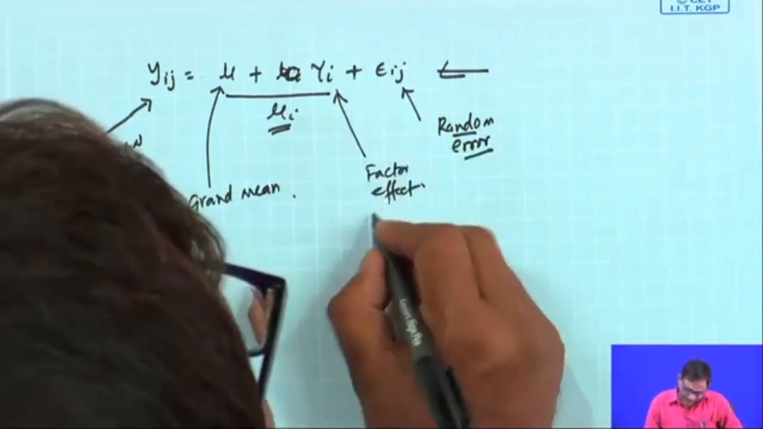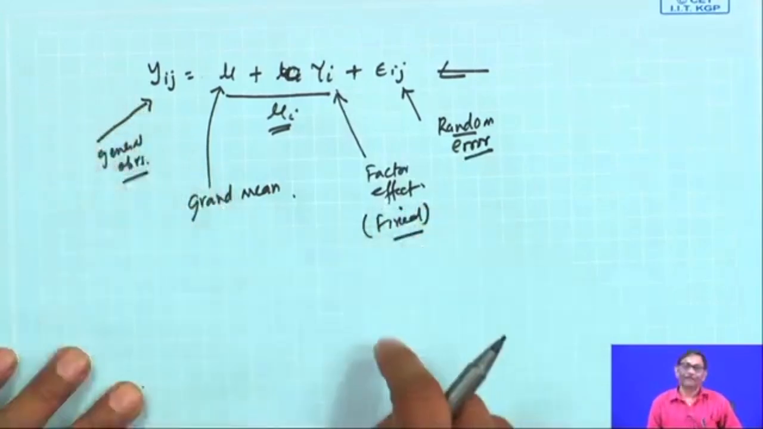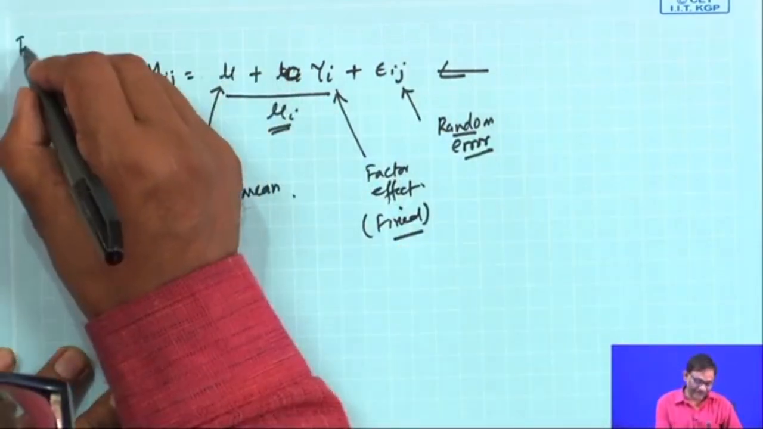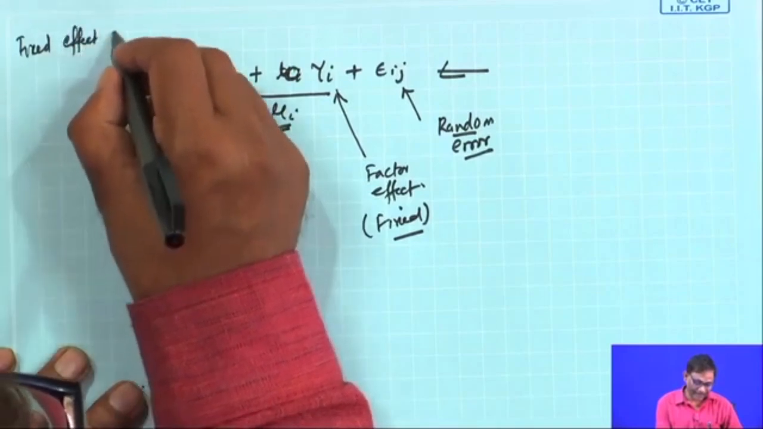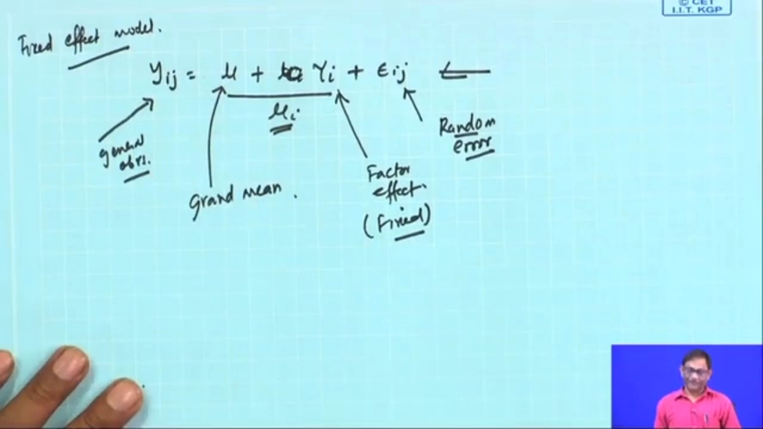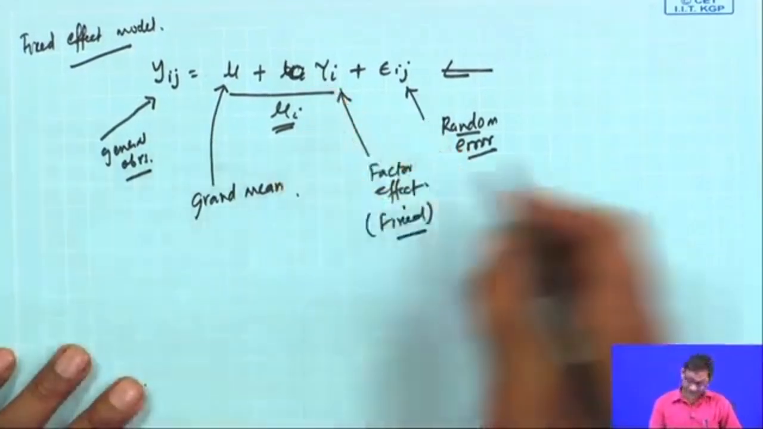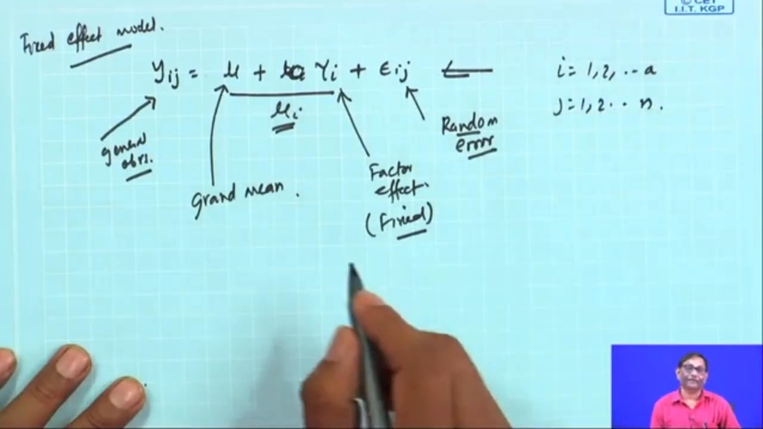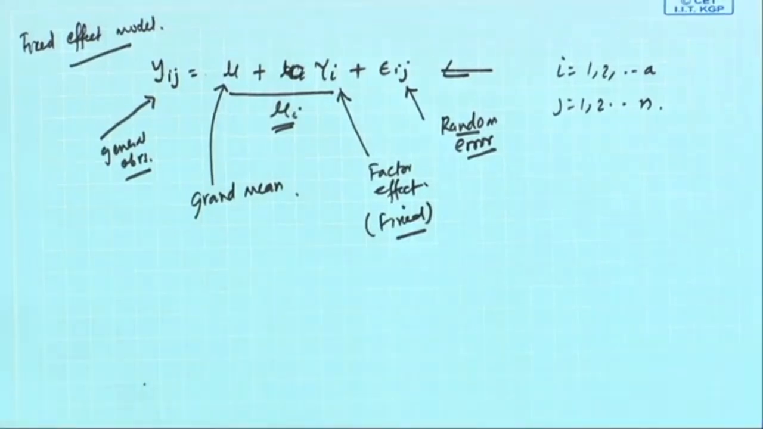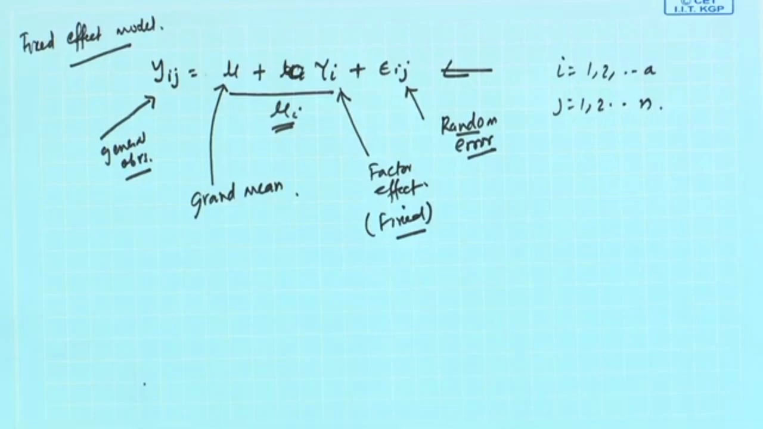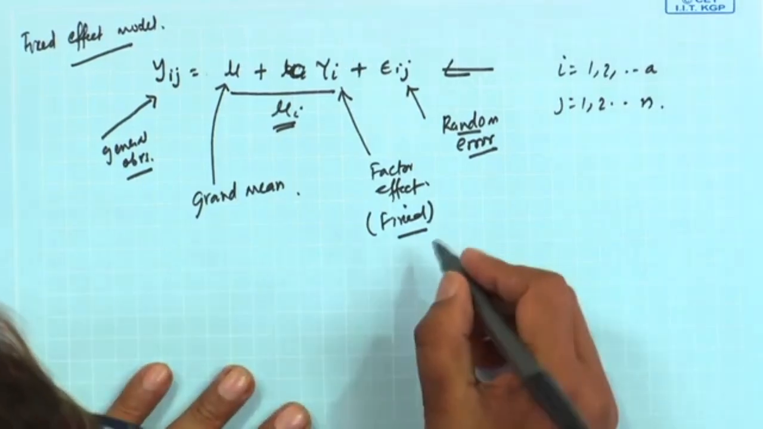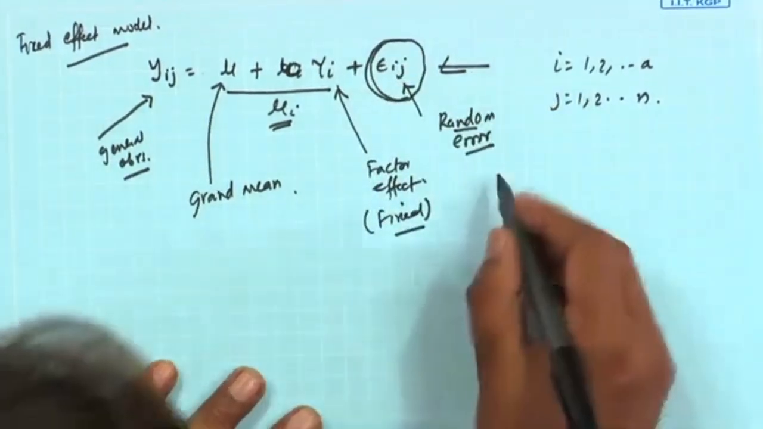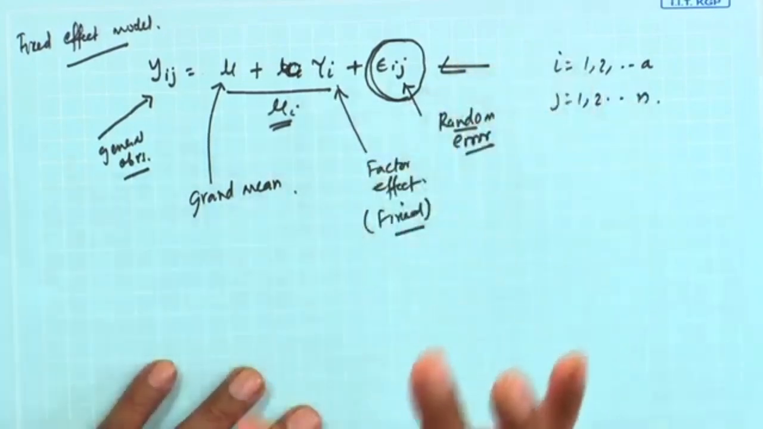So, if tau_i is fixed, it has a particular effect that is constant, then this model will be known as the fixed effect model. Fixed effect model. Okay. Now, in this diagram, i equal to 1 to A, j equal to 1 to n. This is our model, that is the one factor ANOVA, single factor ANOVA model. Okay. So, here a very important concept is this. This is the random error. This random error means it has a certain distribution.